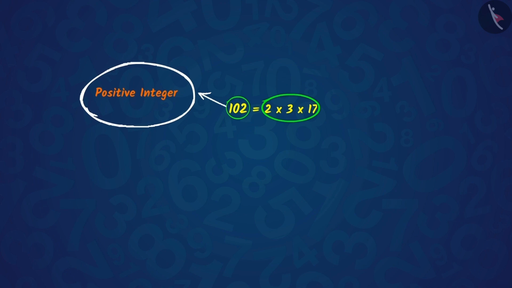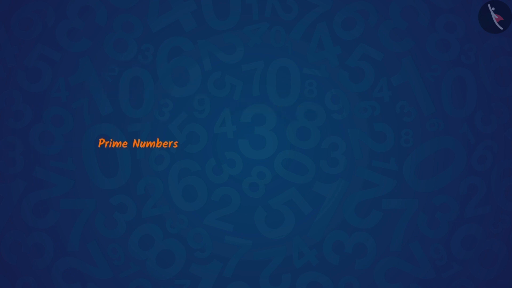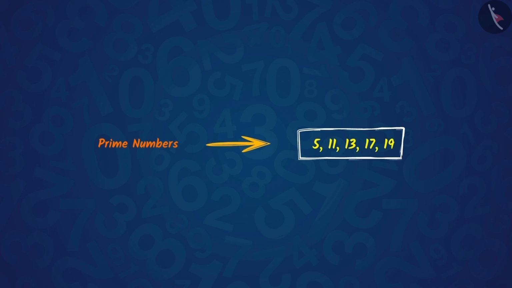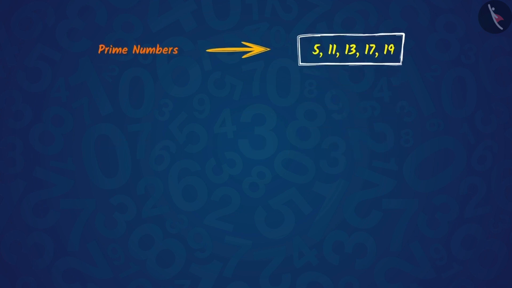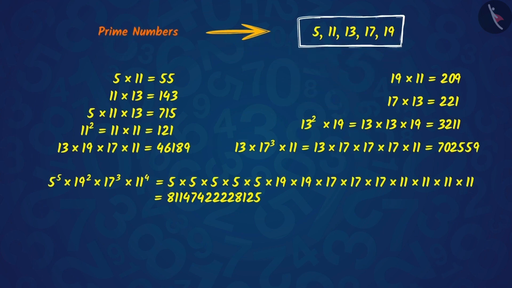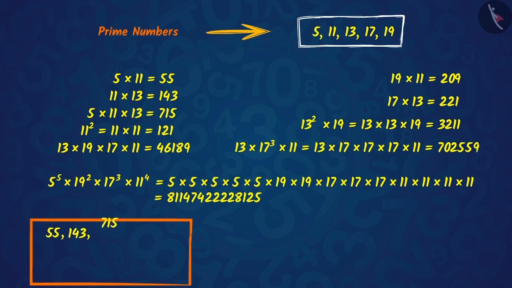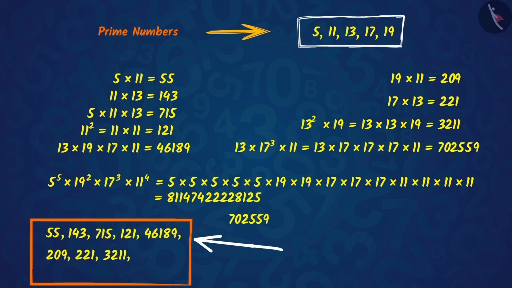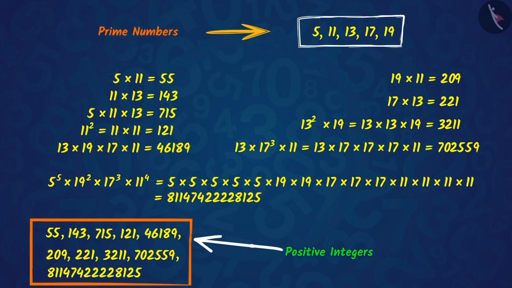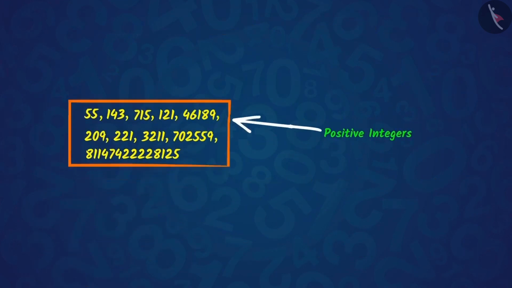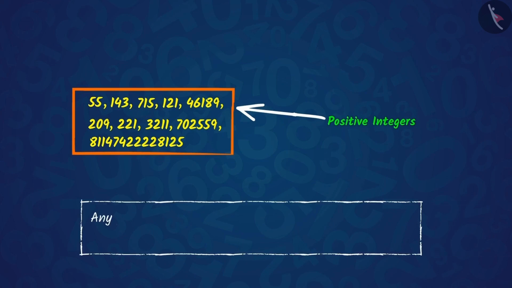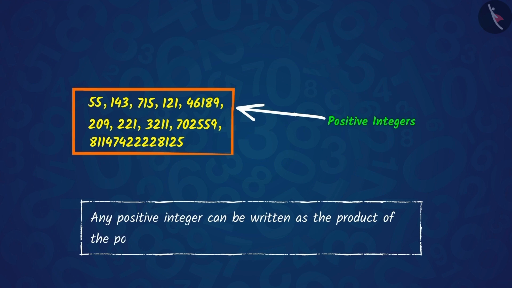Let us understand this in detail. If we take a group of prime numbers and multiply some or all these numbers any number of times, we will get a positive integer in each case. Therefore, we can say that any positive integer can be written as the product of powers of prime numbers.